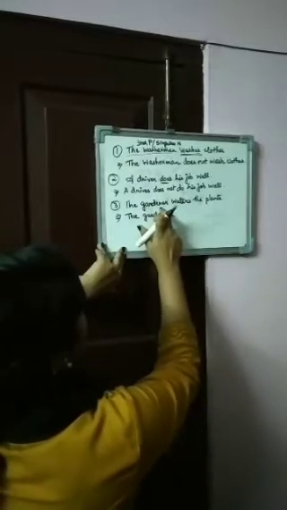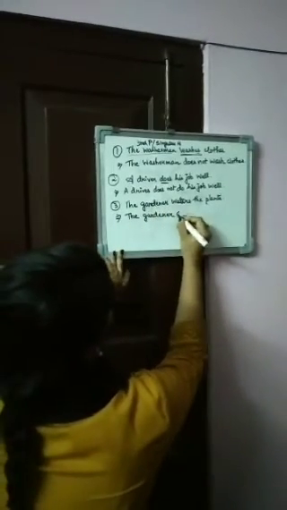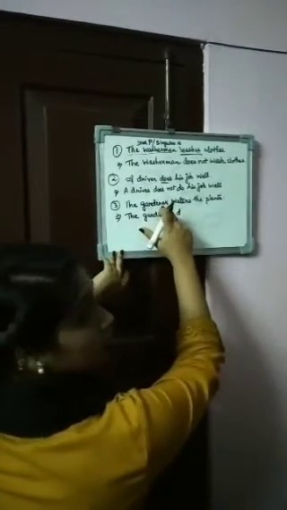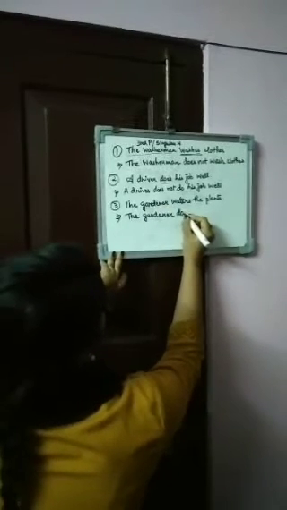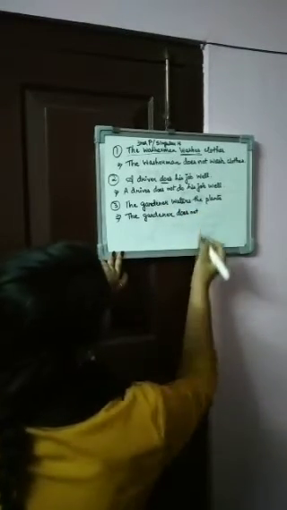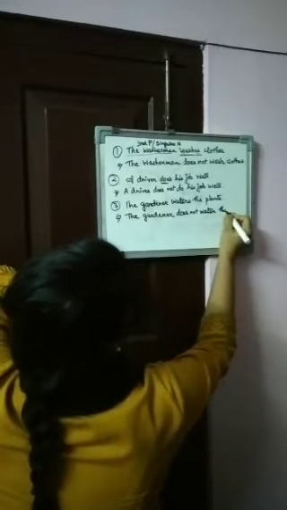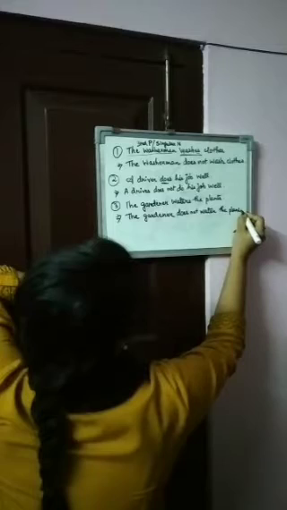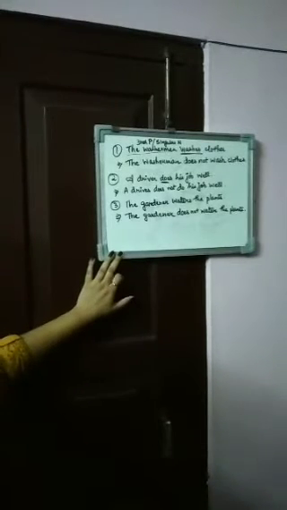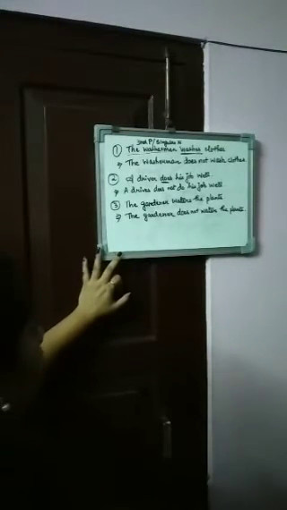What will we put? Because the gardener is third person singular number, does not water the plants. Okay, is it clear to you?